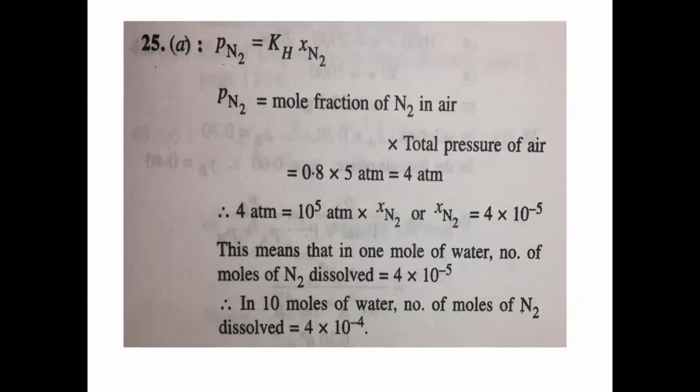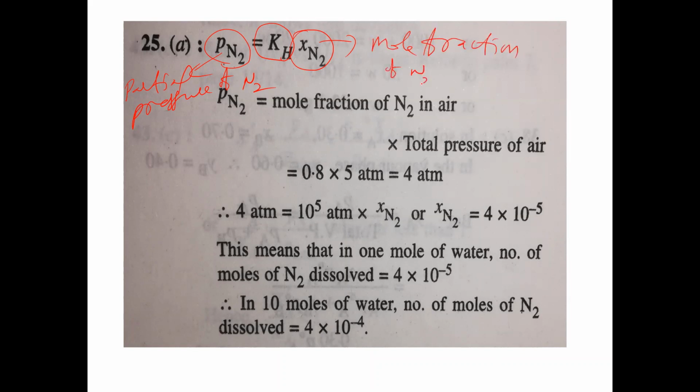Now see here. First one: P nitrogen is equal to Kh into X. Nitrogen means the partial pressure of nitrogen. Partial pressure of nitrogen is equal to Henry's law constant into mole fraction of nitrogen in the air. So mole fraction of nitrogen in the air is 80 by 100, approximately 0.8. So 0.8 is the mole fraction. And here Kh is Henry's law constant.